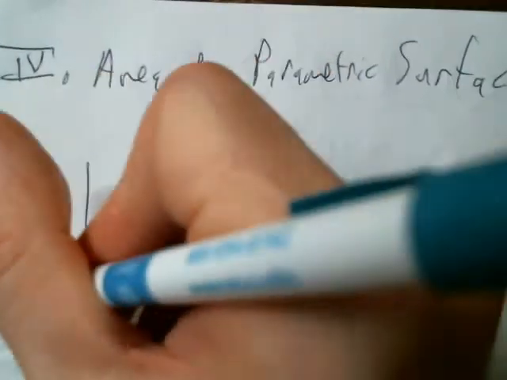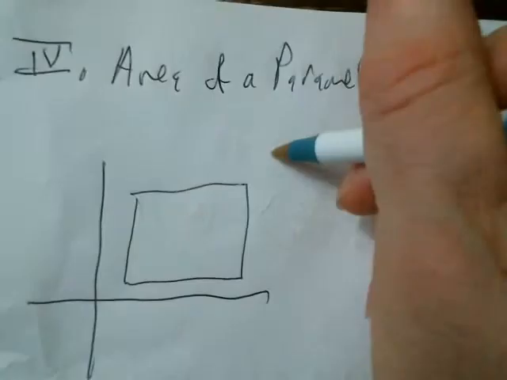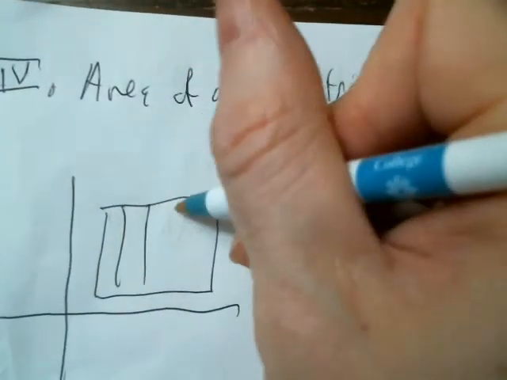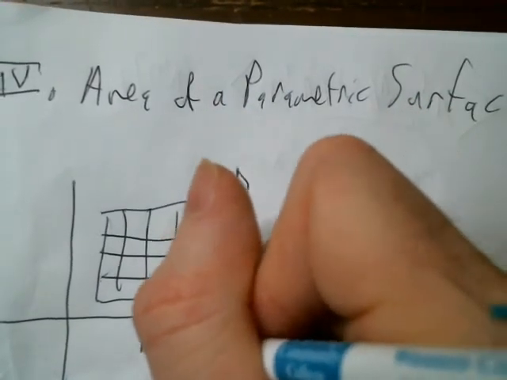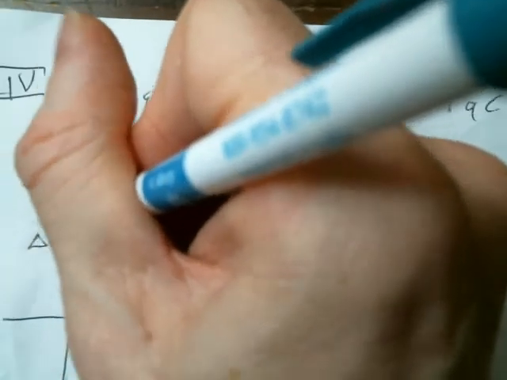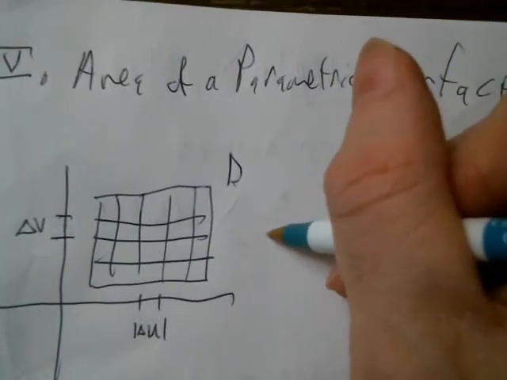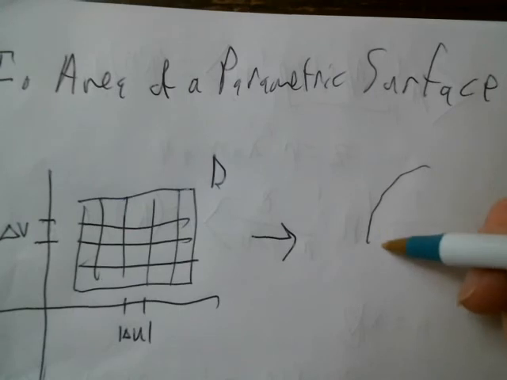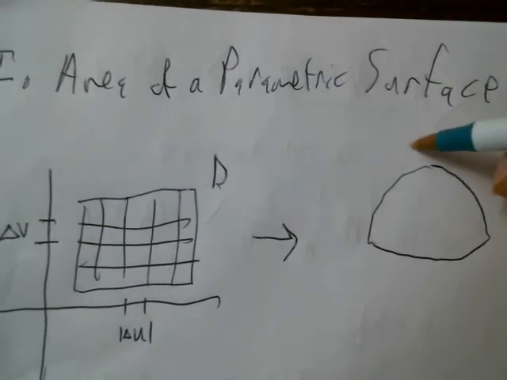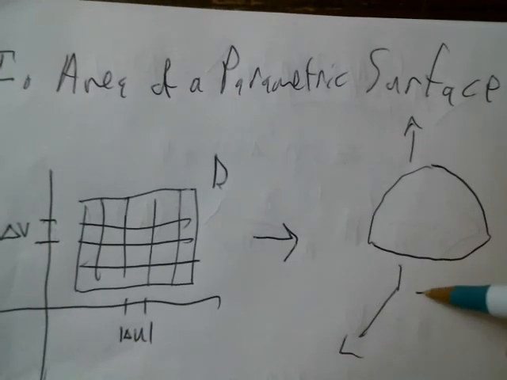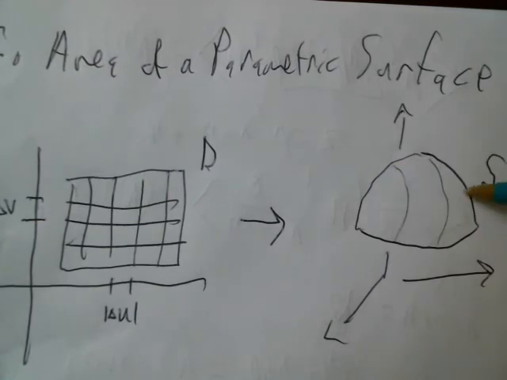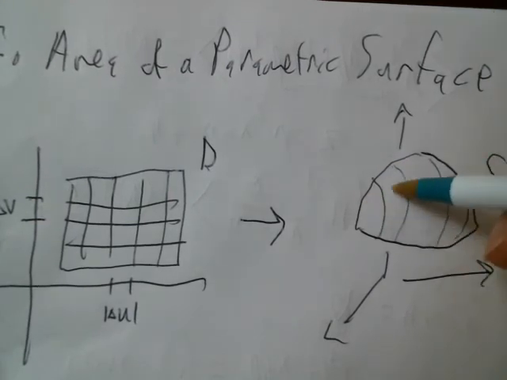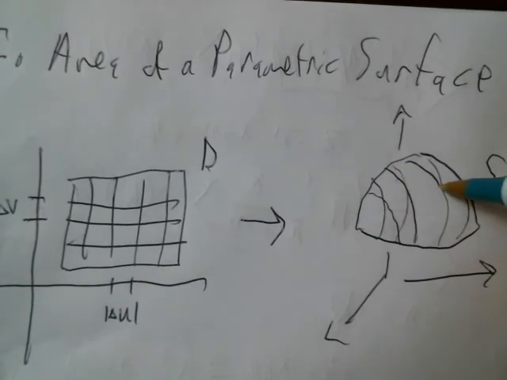But again, the idea is we have some region, which the book is going to call D, in the UV plane, and we're sectioning it up into a bunch of little boxes, with some change in u over here, and some change in v over here. Okay? And then we're mapping all of this onto some surface over here in the XYZ plane. So this is our surface S, and I don't know how the U lines and the V lines match up exactly. Maybe they're kind of like this.